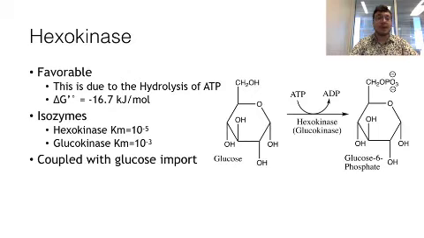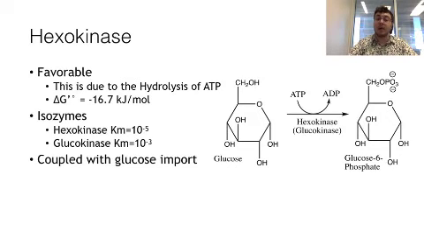The first step of glycolysis is the conversion of glucose to glucose 6-phosphate, which is done by hexokinase. This reaction is favorable, which is due to the hydrolysis of ATP. It is one of the steps which directly causes energy investment. Hexokinase has different isozymes. The most specific one is glucose.